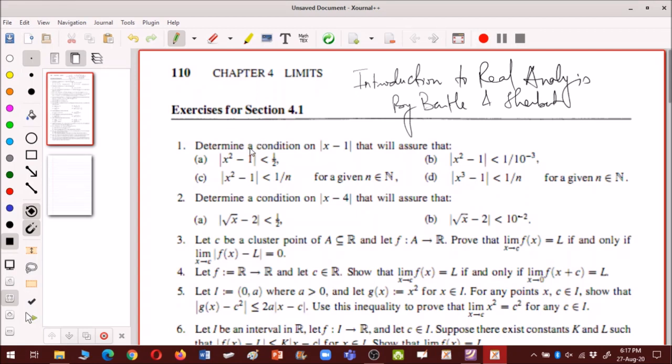In the first question, we are asked to determine a condition on |x - 1| that will assure that |x² - 1| is less than 1/2, or |x² - 1| is less than 1/10^(-3). Then in the C part, we are given that |x² - 1| should be less than 1/n. And in the fourth part, we are given that |x³ - 1| should be less than 1/n. So we have to find some condition on |x - 1| such that these hold.